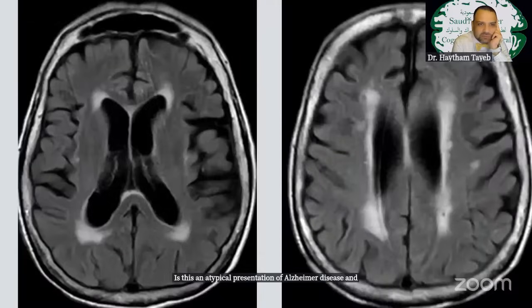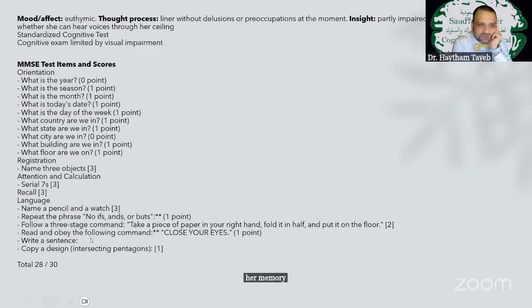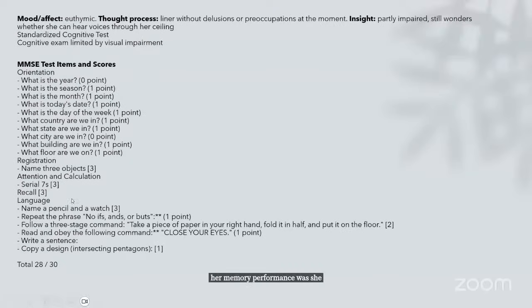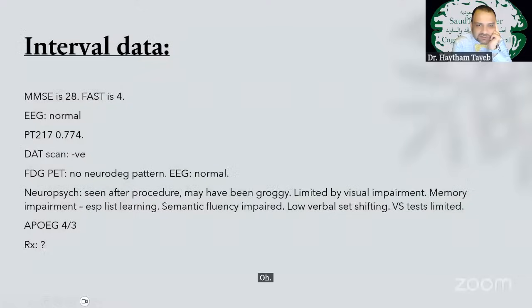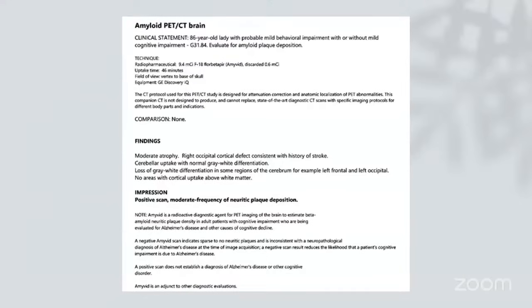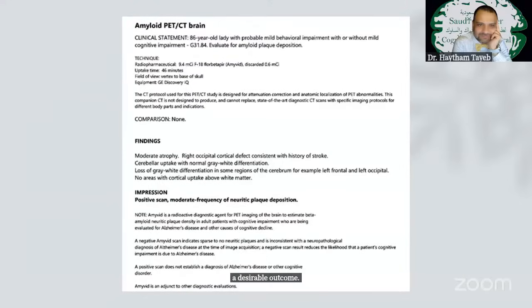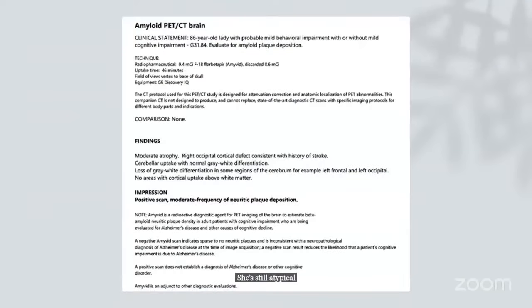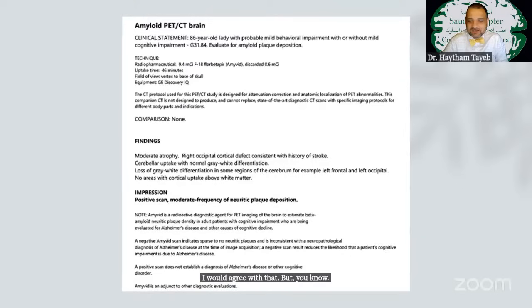And her memory performance was not too bad. She actually recalled all three. Oh, and neuropsych said she did have some memory deficits. So what say you? Am I able to persuade you that removing amyloid may be a desirable outcome? No, she's still atypical. She's still atypical. I don't know. I would agree with Dr. Najib. I would agree with that, but for the sake of discussion.